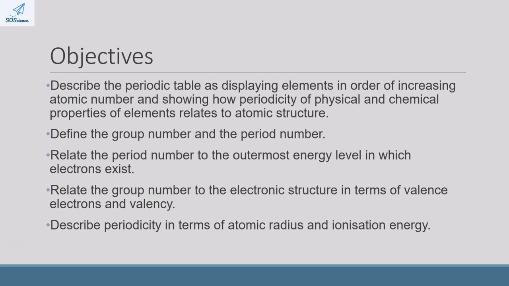We're also going to describe periodicity, again, patterns on the periodic table in terms of atomic radius, which is the size of the atom, and ionization energy, which is the energy required to remove an electron from an atom.